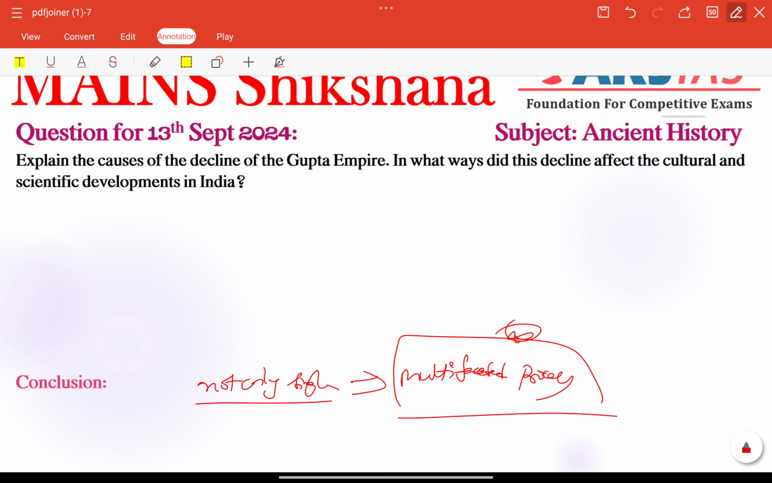Despite the decline, the Gupta period's legacy continued to influence Indian culture and science long after the empire's fall. The next developments, that is, the next period's influences, we need to write here. Whenever they ask questions regarding some kingdoms, kings, or movements, we need to focus on writing in the conclusion part, especially the next developments or influence on the next regions and time periods. That is the perfect approach to the question.